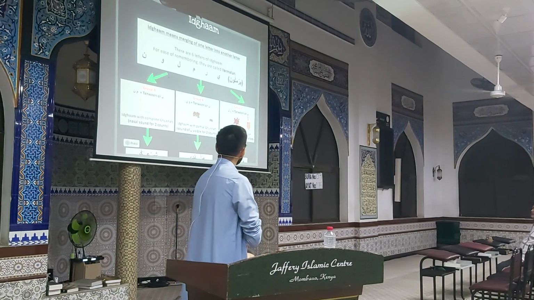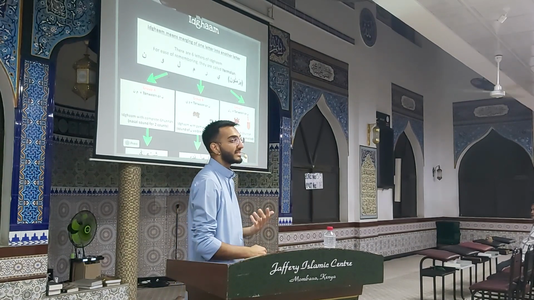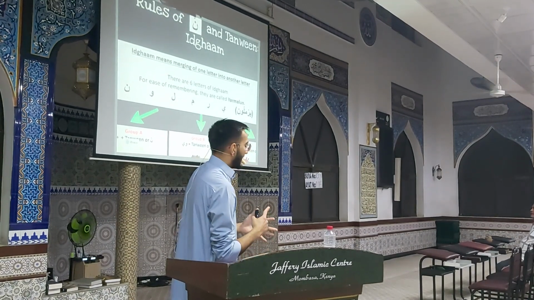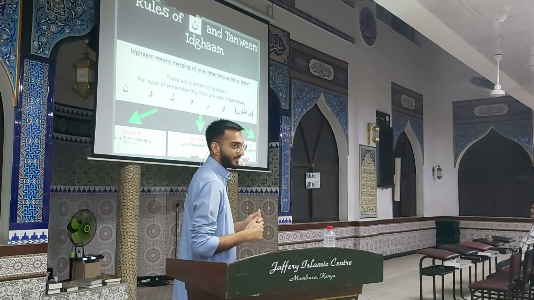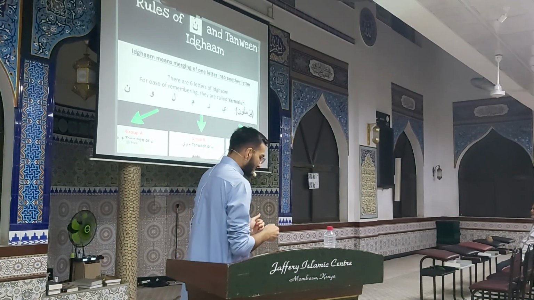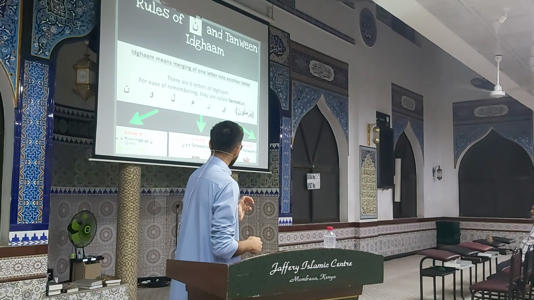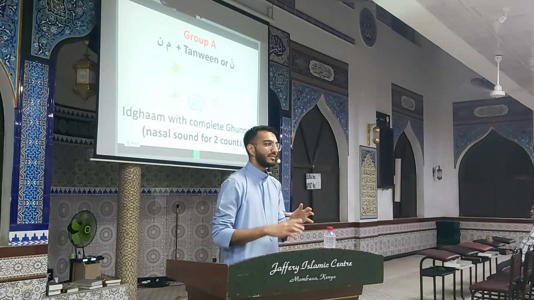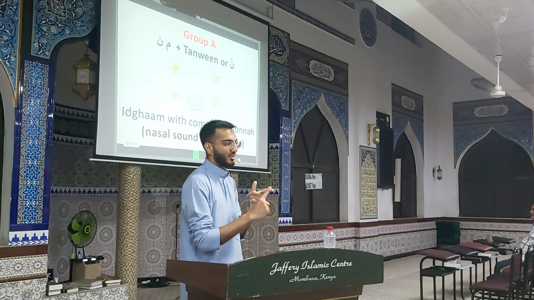Now these letters of idgham are famously known as yawwaloon letters. Ya, ra, mim, la, wa, and nun. 6 letters in total. You can divide them into 3 groups. Group A, Group B, and Group C. Group A, the 2 letters are mim and nun.